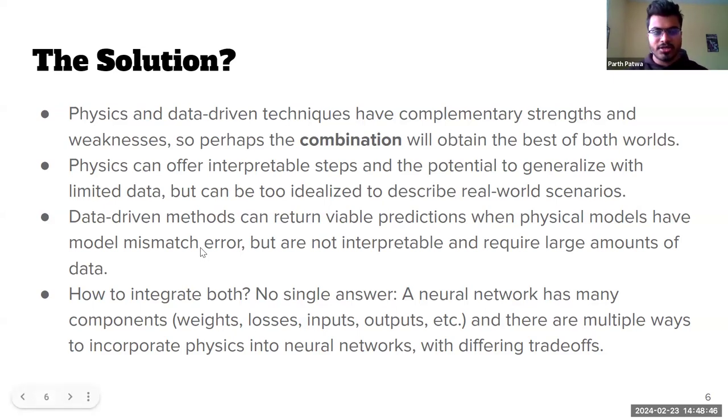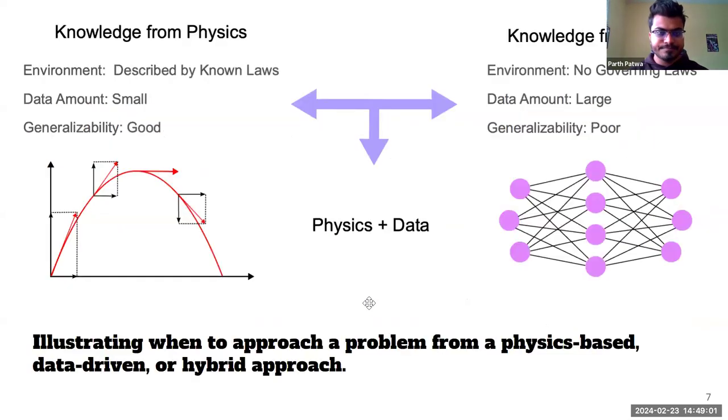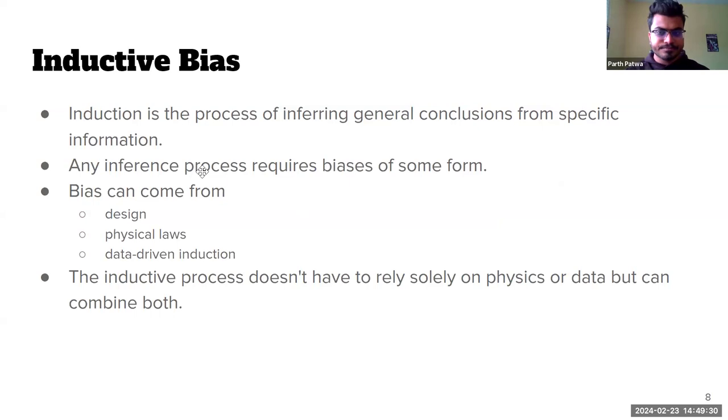Now this motivates that there might be a need to integrate them. But how to integrate both? There is no clear answer. There are multiple ways to incorporate physics into neural networks, which we'll see as we progress. This is an overview, very similar to what we previously discussed. If we are in a toy world and we have small data, we can use purely knowledge from physics. And when we have a lot of data and complex systems, then we can use knowledge from data, but it does not generalize well. So this is where we fuse both of them. And the bias for physics can come from design, laws, data-driven, and so on.